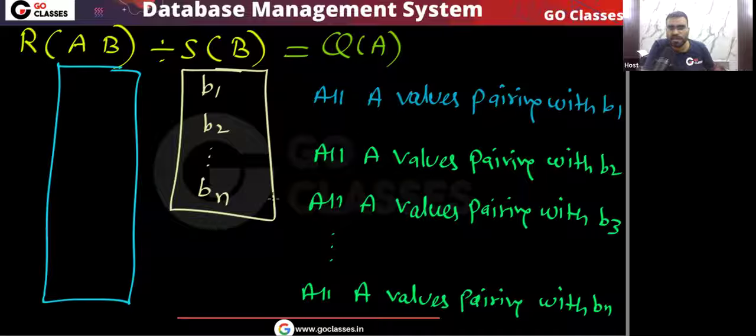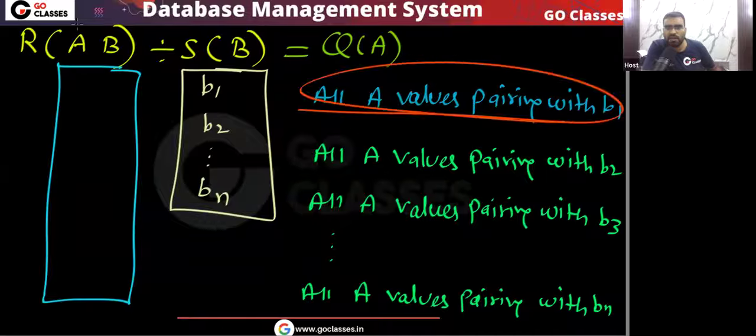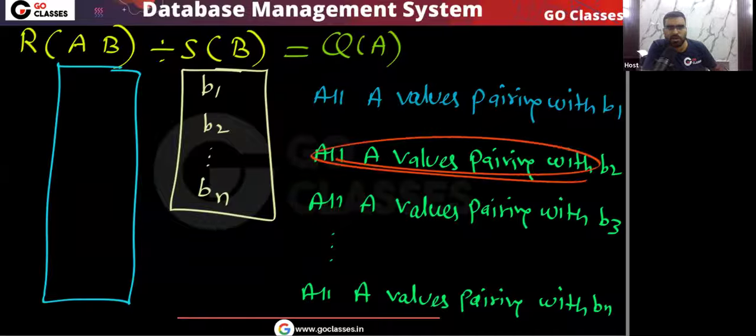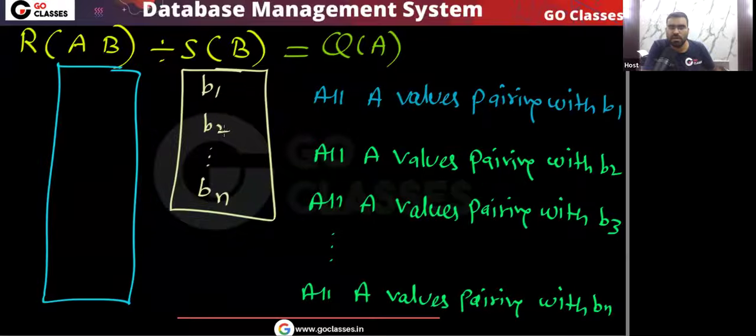Okay, and then what I will do? Tell me, what is the desired answer? A values pairing with B1, A values pairing with B2, A values pairing with Bn. The desired answer is those A values which pair with every B value, which pair with this also and this also and this also and this also. So I will take the intersection. The desired answer is the intersection of all of them.